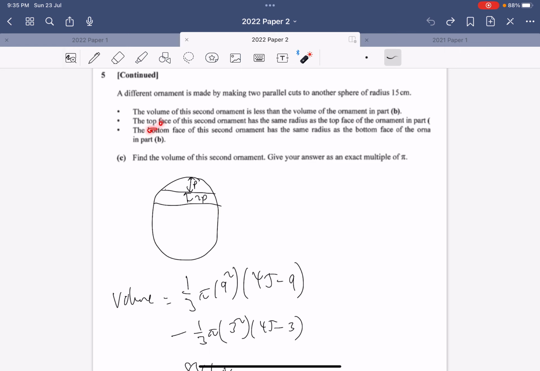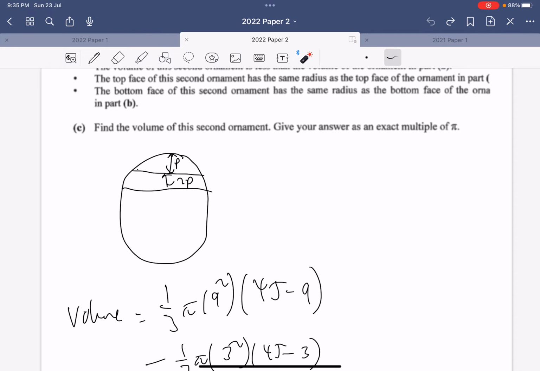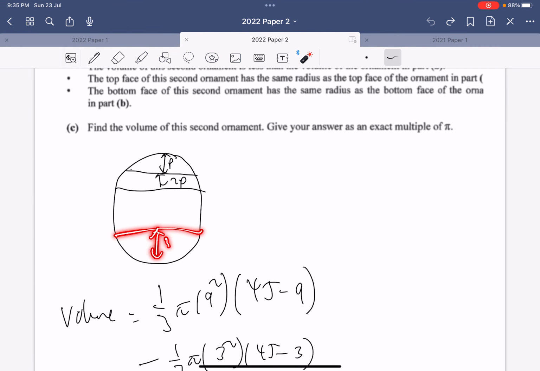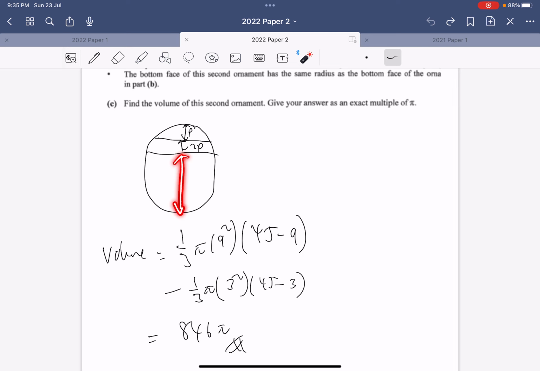So then the top face of the second ornament has the same radius as the top face of this new ornament. So this is the top face. So this line, it must be the distance P. And then we know that the bottom face has the same radius as the bottom face of the previous one. So the previous one was 3 pi distance. So that means this whole thing now has to be 3 pi distance. So this means this has to be 2p. And this means that this whole thing is 15 minus 3p.